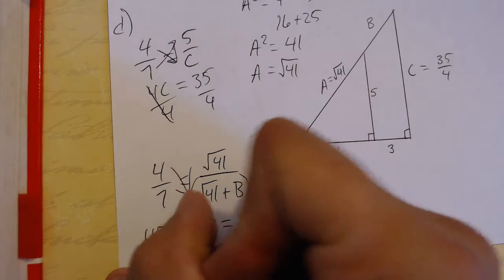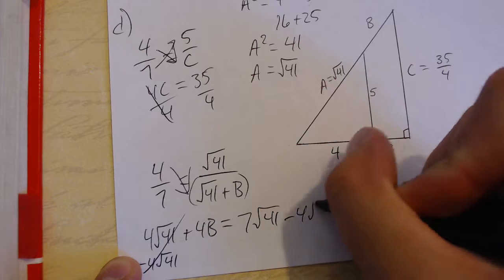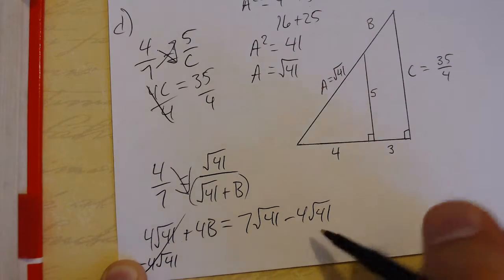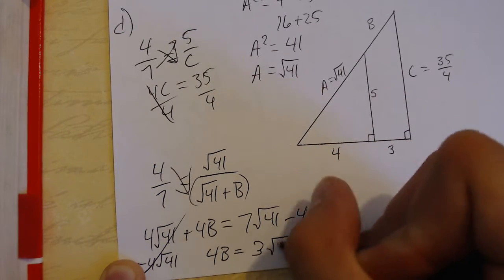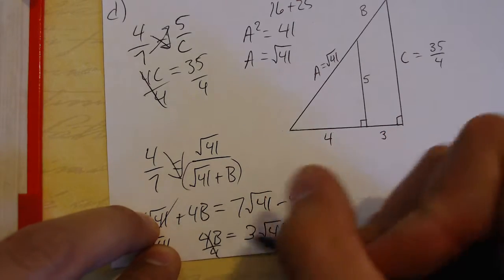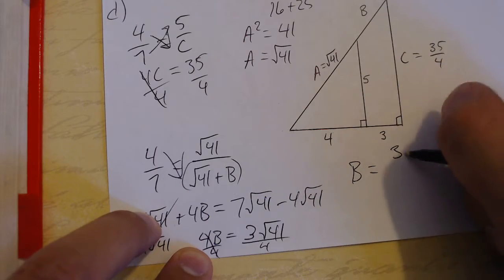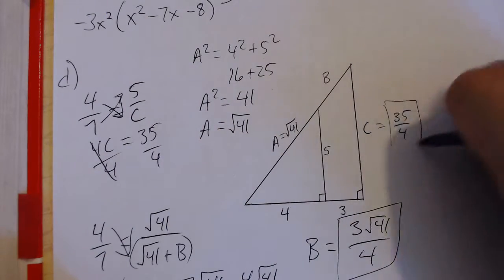From here we'll subtract 4 root 41 from each side. And the cool thing is these are both like terms, so 7 minus 4 gives us 3. So 4b equals 3 times square root of 41. Last thing we'll do is divide by 4 on each side. So then b equals 3 times square root of 41 over 4. And then we've got answers for all of them.